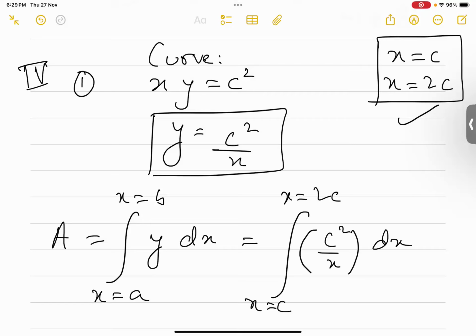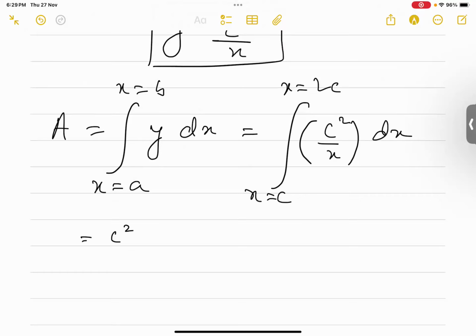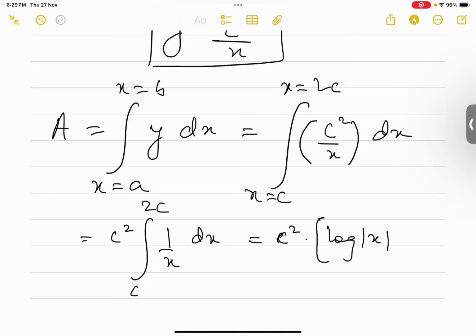Integral of C square upon X dx. C is a constant, so C square will go outside. 1 upon X dx, from C to 2C. What is the integration of 1 upon X? Log mod X, from C to 2C.